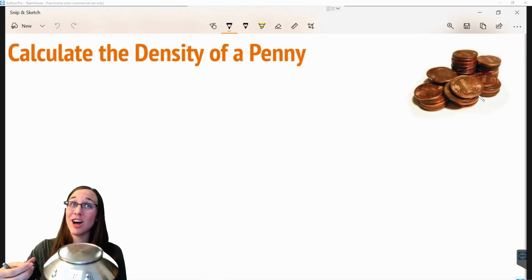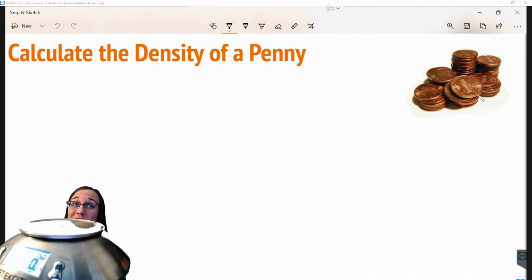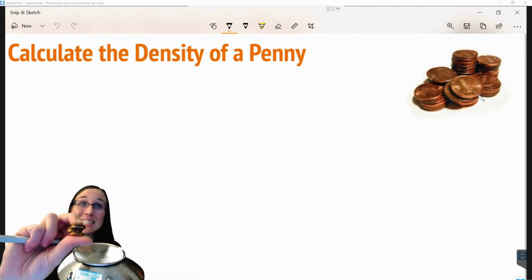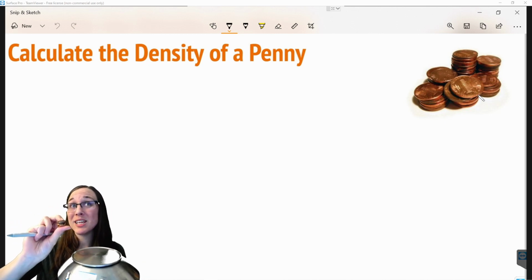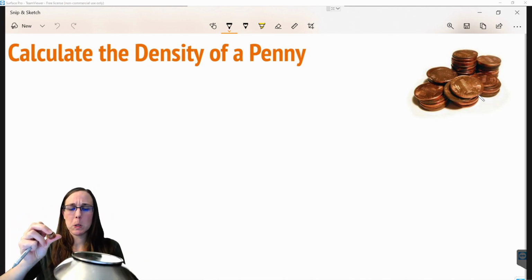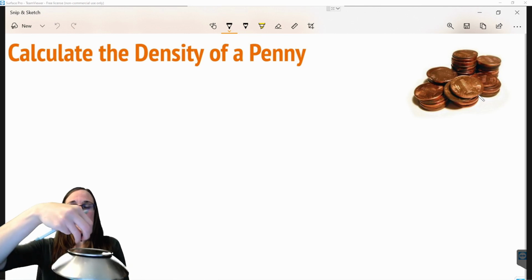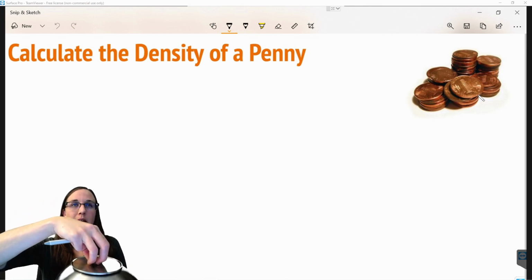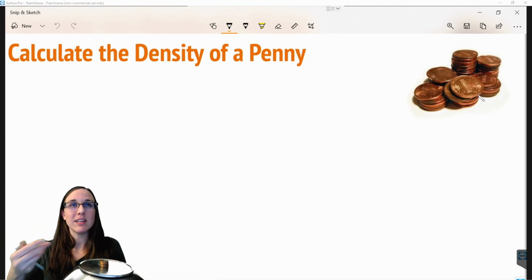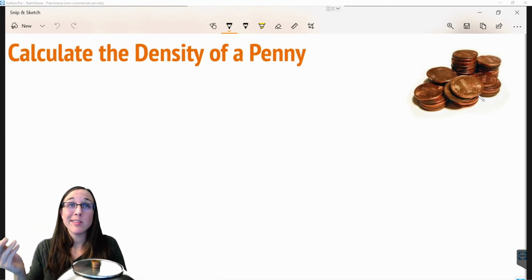I have here a lovely scale, and I also have a stack of pennies. There are 10 pennies here, and we're going to figure out how much these 10 pennies weigh. You might ask, why is she using more than one penny? Because my scale isn't that great, so it needs more weight on it to actually read the mass. So I need more than one penny, so here we are.